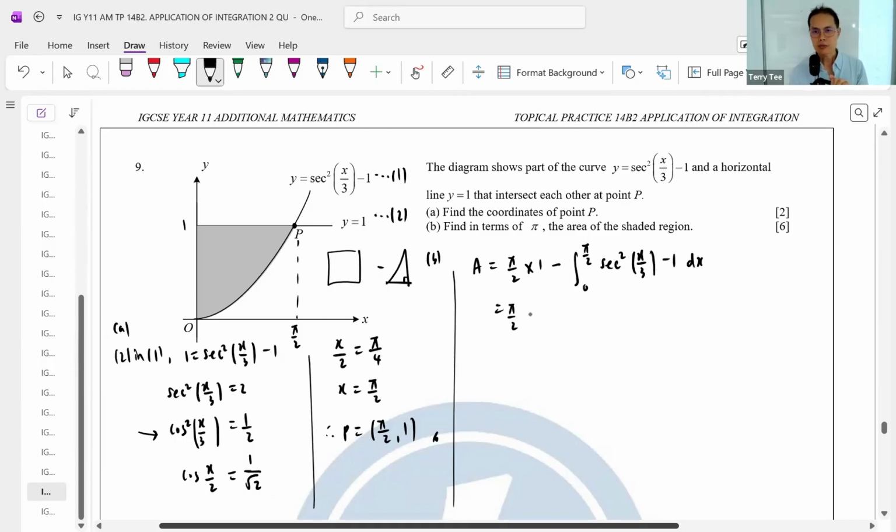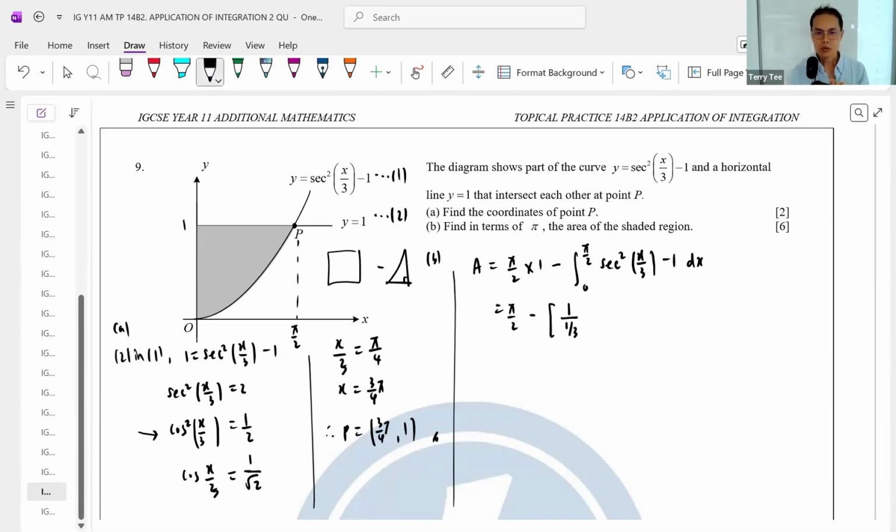This will give us pi over 2. Integrate secant square is tangent, but be careful, there's a 1 over 3 here. So it's 1 divide 1 over 3. This is over 3. So it's 3 over 4, right? So yeah, 3 over 4 pi. So your limit has to change from 0 to 3 over 4 pi. So when you integrate secant square, it's just tangent. So this is 1 over 3.